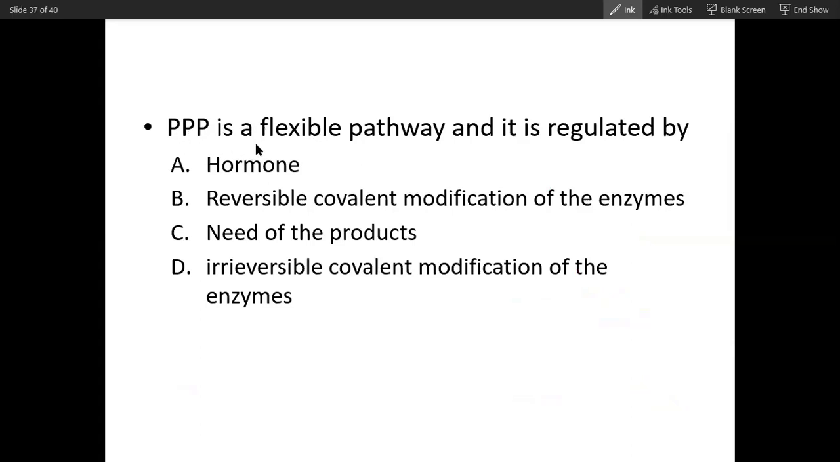Pentose phosphate pathway is a flexible pathway and it is regulated by what? What regulates pentose phosphate pathway? Need. Yes, need regulates. We have seen this in RBC. There is need for glycolysis and then NADH, and that way it will be NADPH. That way it is regulated.